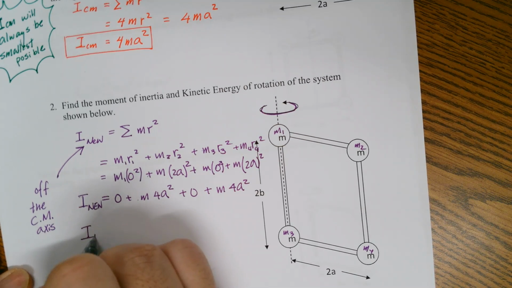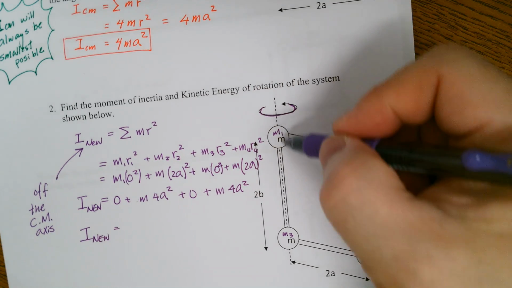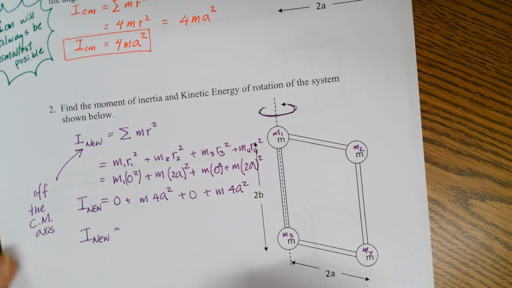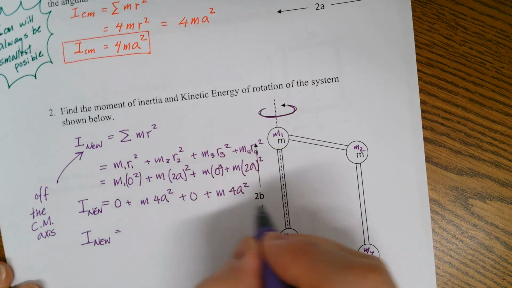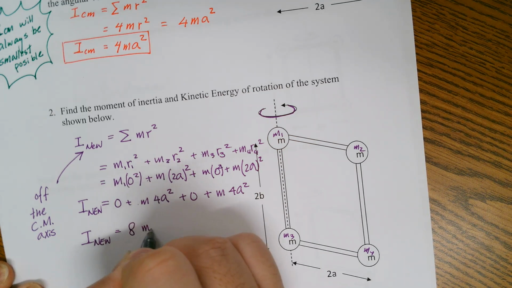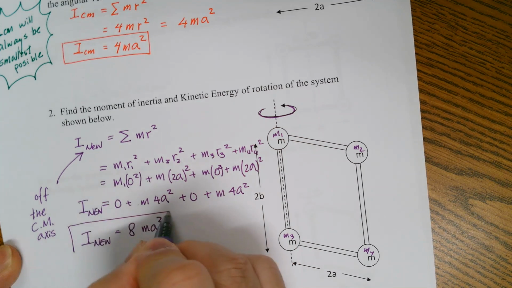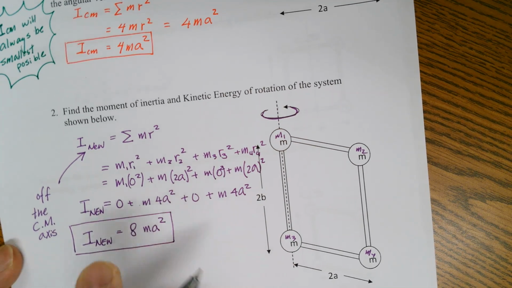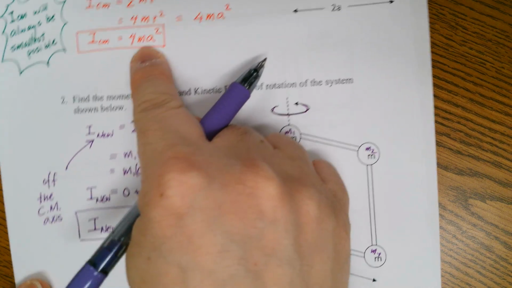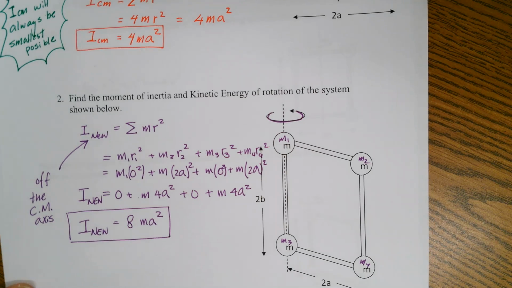So my new moment of inertia, when we rotate it off axis through one set of masses here, becomes 8ma squared. So this definitely has a lot more resistance to rotating than that. As a matter of fact, it's twice as much more resistant.